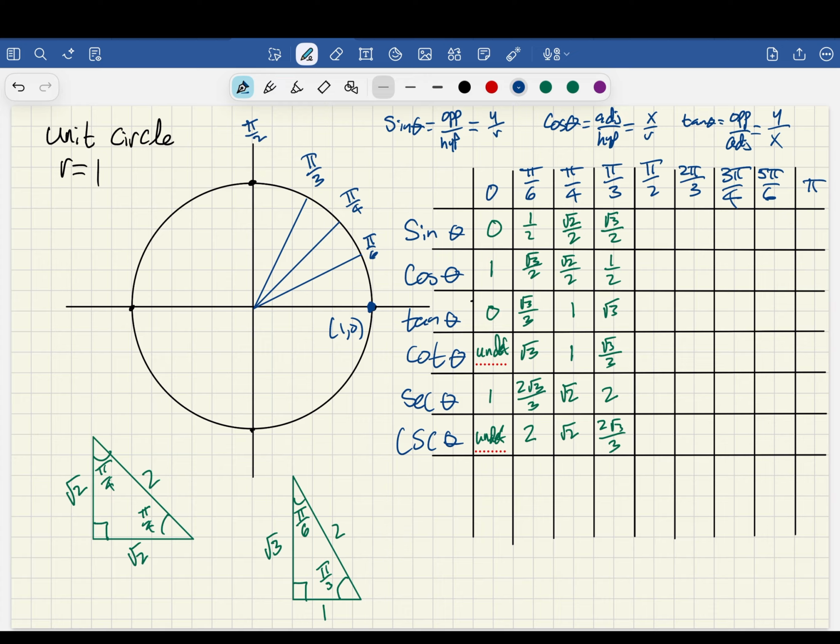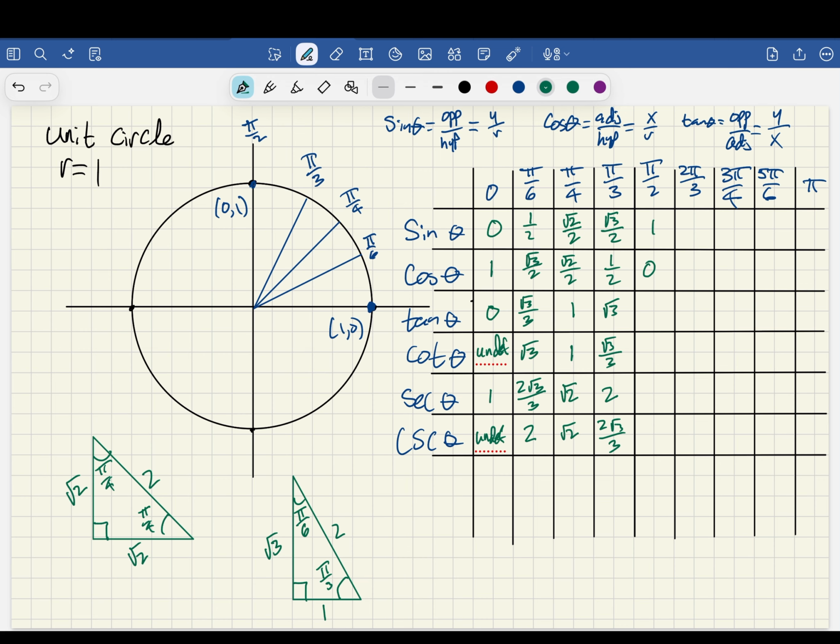Pi over 2 is the 90-degree angle. And when we are in standard position like this, the coordinates of the dot where the terminal side would intersect the unit circle would be 0, 1. So the sine function value, which would be y divided by r, y is 1, r is 1, would be 1. The cosine value, x over r, 0 over 1, would be 0.